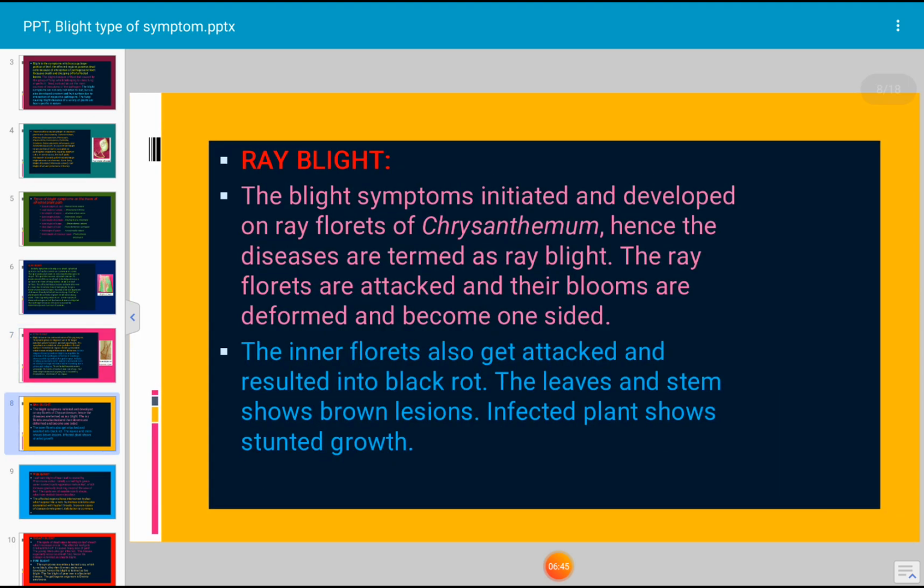Let us see what is ray blight. The blight symptoms are initiated and developed on the ray florets of the chrysanthemum type of plant. Hence, the disease is termed ray blight. The ray florets are attacked and their blooms are deformed and become one-sided. The inner florets also get attacked, resulting in black rot. The leaves and stem show brown lesions. The infected plant shows stunted growth.